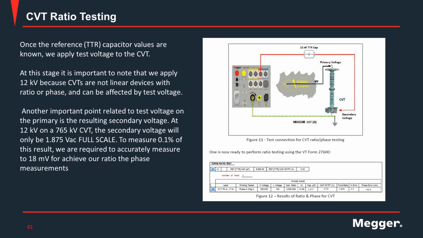At 12 kV on a 765 kV CVT, the secondary voltage will be 1.875 volts AC full scale. So to measure 0.1% of this result, we are required to accurately measure 0.18 millivolts to achieve our ratio and phase measurement. So we need a high voltage of 12 kV to inject when doing the CVT ratio.